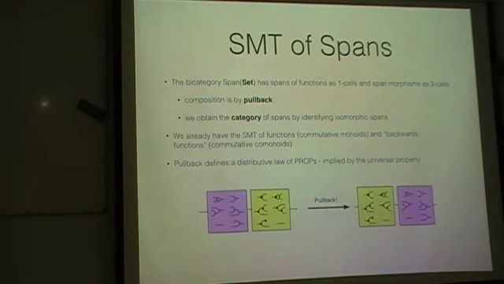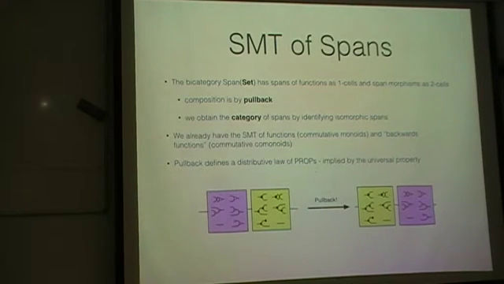So first of all, we have the symmetric monoidal theory of spans. And as we saw, the bicategory Span of Set has spans of functions as one-cells, span morphisms as two-cells, composition by pullback. And we can actually obtain a category from this bicategory by identifying isomorphic spans. We already know how to deal with functions with string diagrams, right? We have a theory of functions, it's a theory of commutative monoids.